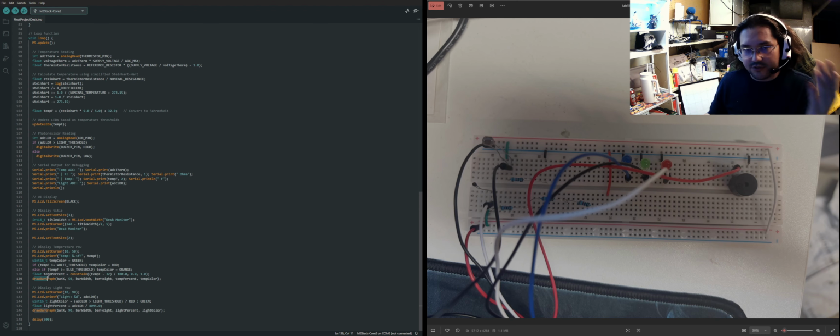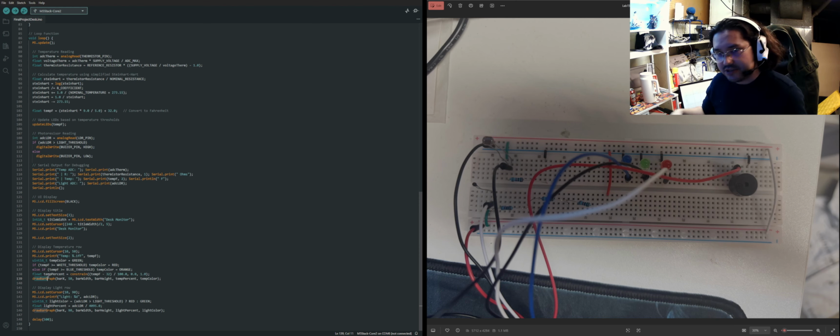And then for the photoresistor, there's a specific light level. I think I labeled it 2,400. Anything higher than that and the buzzer will go off. So I'm going to turn my lights off, because I realize they're on, and that's going to buzz when I do that.